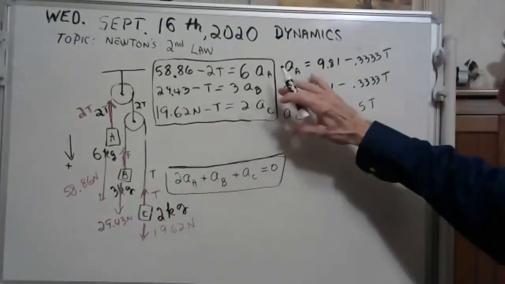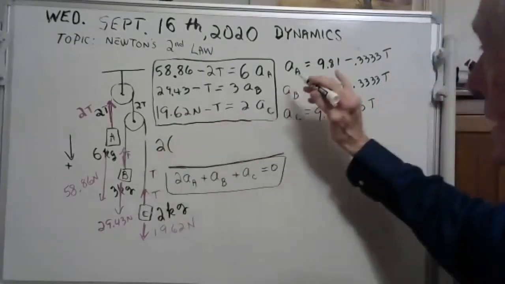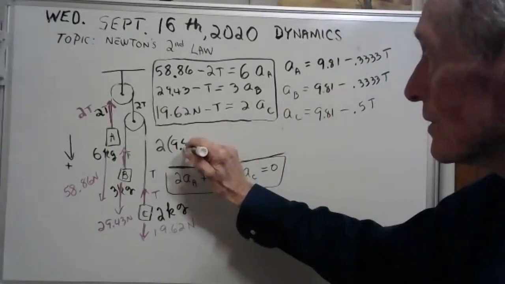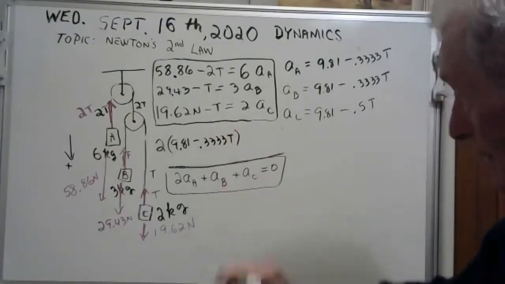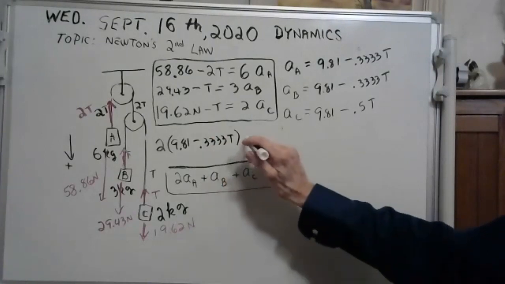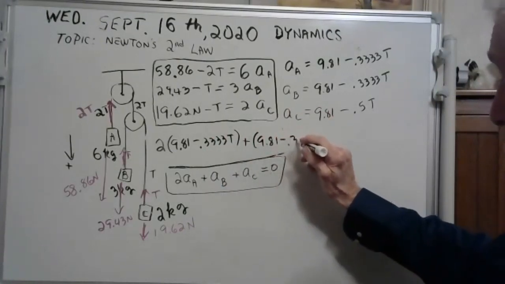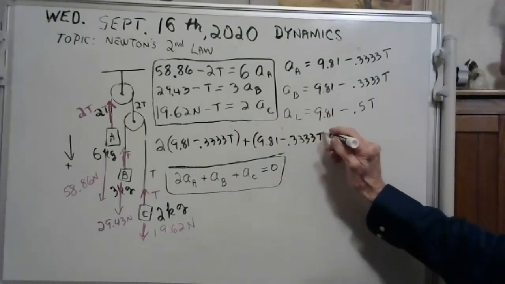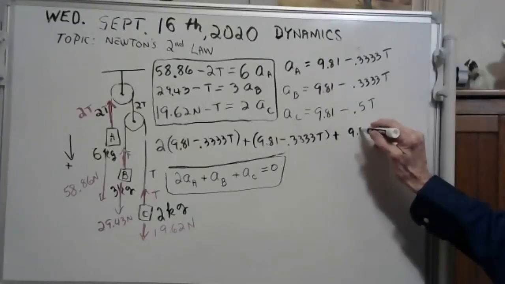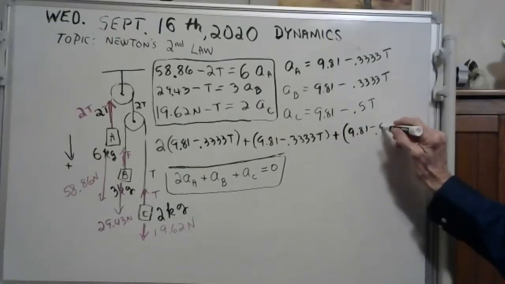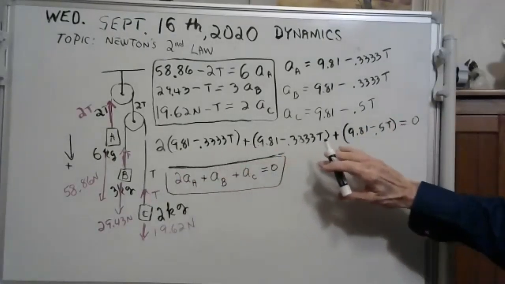Well, I'm going to have 2 of accelerations of A. So I'm going to go 2 times (9.81 minus 0.3333t), plus 1 of these B's, (9.81 minus 0.3333t), plus 1 of these AC's, (9.81 minus 0.5t), equals 0. Looky here, we have an equation with 1 unknown.